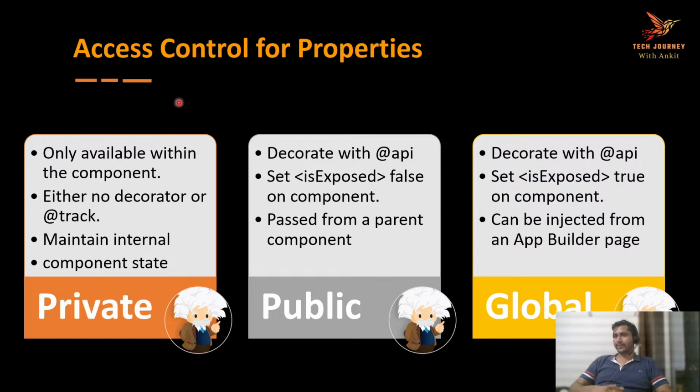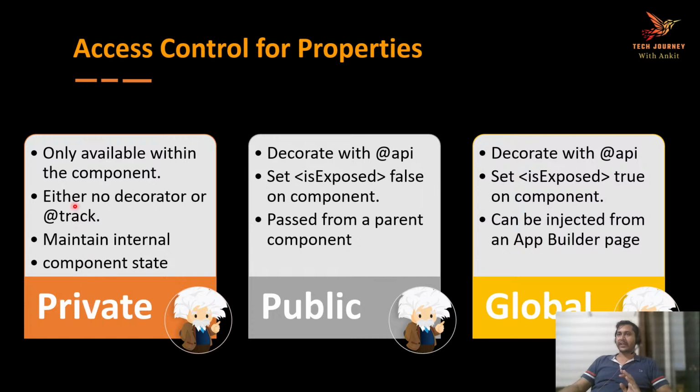Lightning Web Component. First one is the private property. As I highlighted, whenever you are putting the @track decorator or you are not putting any decorator, by default your properties are private properties. Again, I am repeating, if you are not putting any decorator or you are putting the @track decorator, your properties will be private properties.